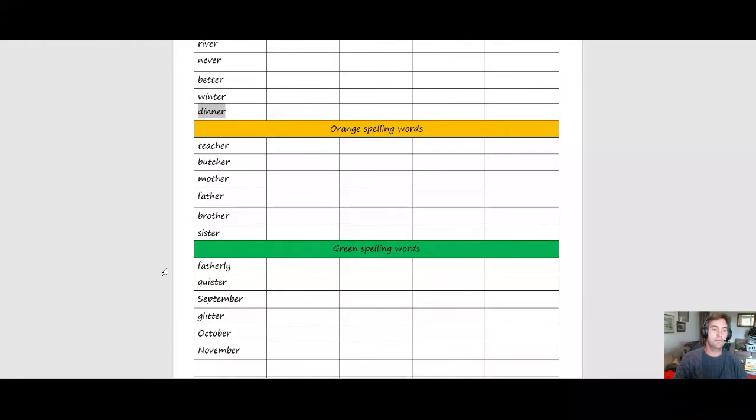Now, dinner's an interesting one. It is a noun. It's a thing. Something that you eat. In Australia, when we talk about dinner, we usually talk about the evening meal that we have before we go to bed.